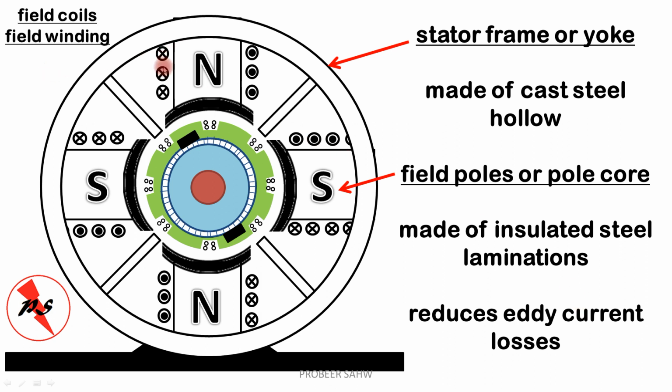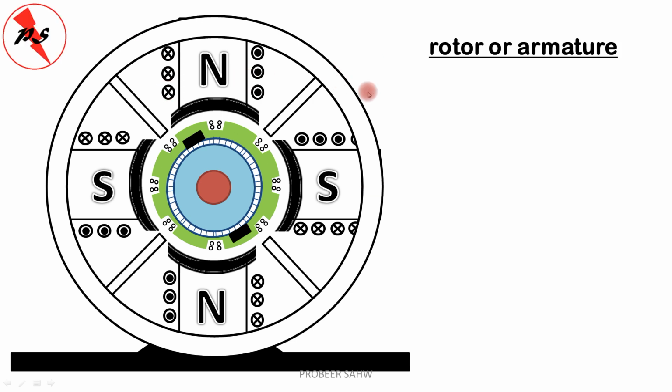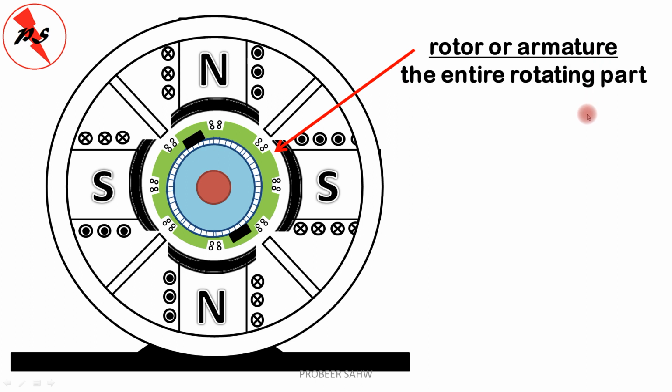Now these are the field coils or field winding, which are insulated copper winding. They are wound with multiple turns to produce magnetic field. Now this is the rotor or armature, which is the rotating part of the machine. We call this rotor armature as well. So this is the entire rotating part, which consists of the armature core, winding, commutator, shaft, and the brushes.